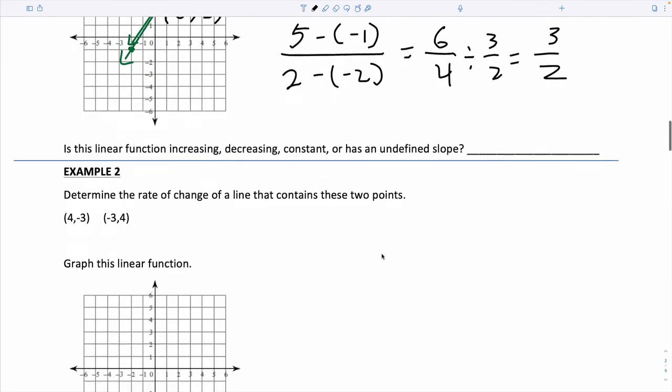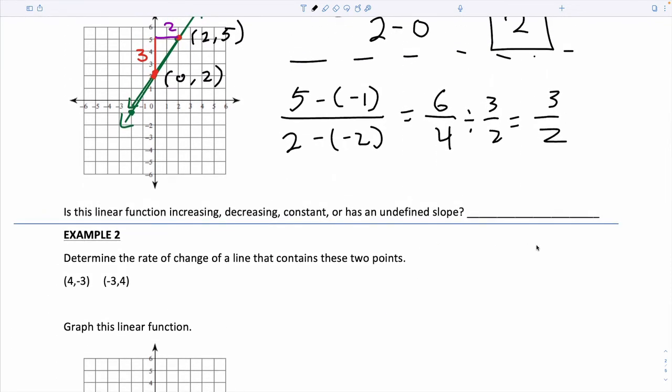Is this linear function increasing, decreasing, or constant? Increasing is going to be 1. Decreasing is a 2. Constant is a 3. Show me on your hand 1, 2, or 3. Go. Increasing, decreasing, or constant? Most of us have 1. Put your hands down. This is increasing. Cool, cool.